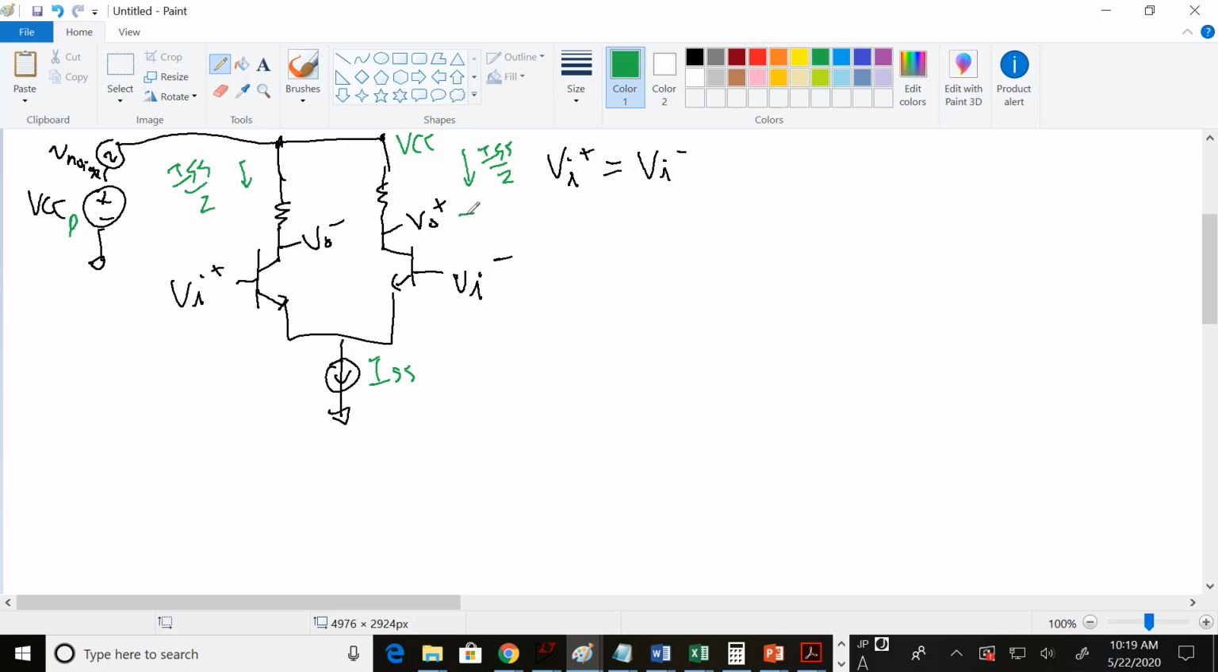And if you think about the equation for V out, and this is true on both sides, it's your VCC minus ISS over 2 times your R. These two R's are the same. So when VCC moves, well, ISS isn't changing, R isn't changing. So when VCC moves, that's exactly how much V out changes, both of them.